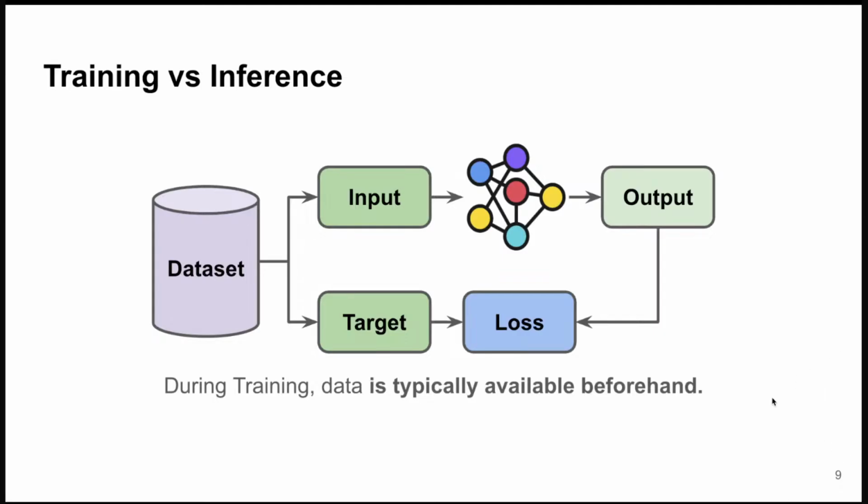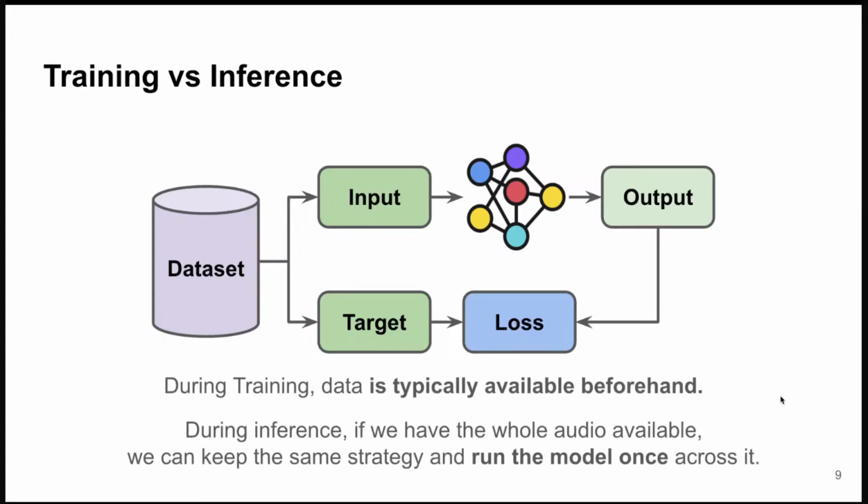Well, yes, during training, data is typically available beforehand. So during inference, if we have the whole audio available, let's say we have the whole audio on the hard disk, as I was saying before, we can keep the same strategy. We take the audio and we run the model once across the audio, the input, and we get the results. And this is a really common non-continuous way of processing audio.